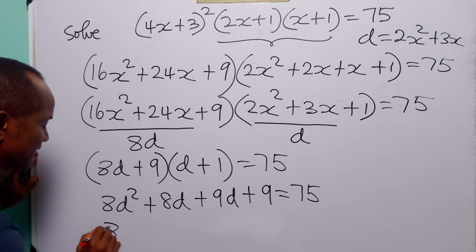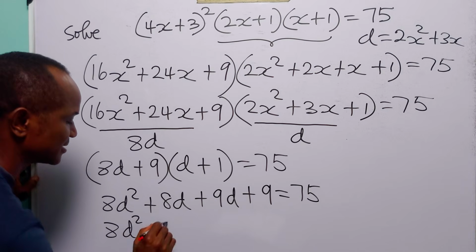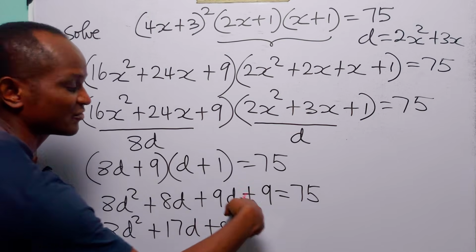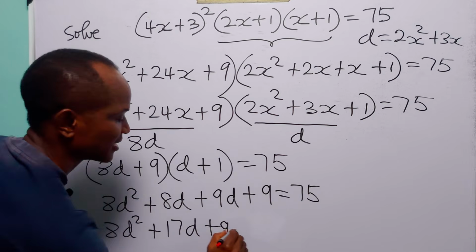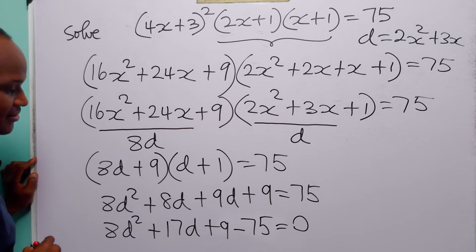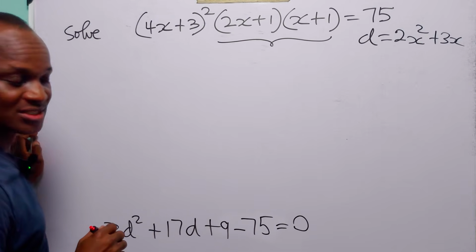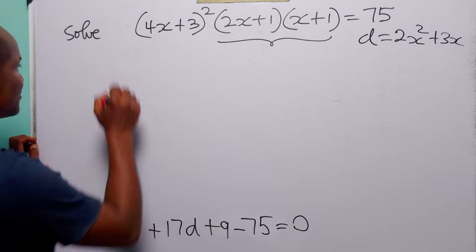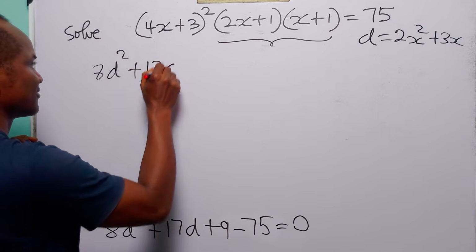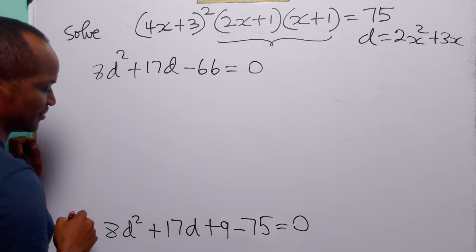Now from here we have 8d squared. 8d plus 9d is 17d. Then we have plus 9. Let us move 75 over to the left-hand side. We have minus 75 is equal to 0. 9 minus 75 is equal to minus 66. So this equation is 8d squared plus 17d minus 66 is equal to 0.